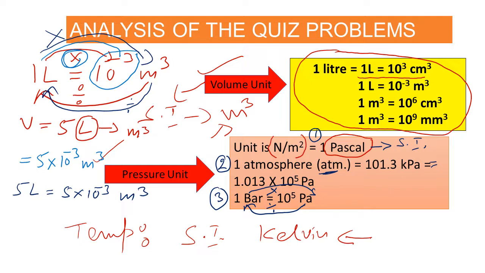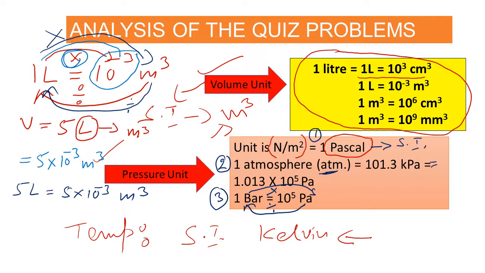If I take anything from here, like if this is 1 liter, and this 1 liter is equal to 10 to the power minus 3 meter cube. If you are changing from this side to that side, then you have to multiply. If you are changing liter to meter cube, then you have to multiply. And if you are changing meter cube to liter, then you have to divide.